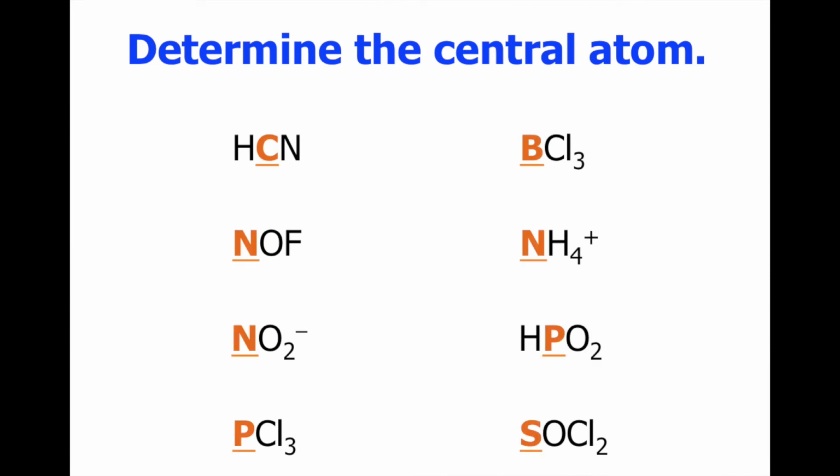Here you see the answers. For HCN, hydrogen cannot be a central atom. That leaves our choice to be between carbon and nitrogen, and carbon is less electronegative. For NOF, these are 3 of the 5 most electronegative elements on the periodic table. Nitrogen is the least electronegative, which makes it my best candidate for a central atom. NO2 minus, for the nitrite ion, again, nitrogen and oxygen are both among the 5 most electronegative elements on the periodic table, but nitrogen is less electronegative than oxygen, making it my best candidate for the central atom.